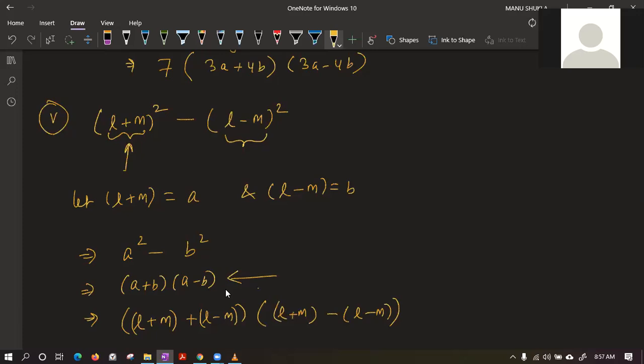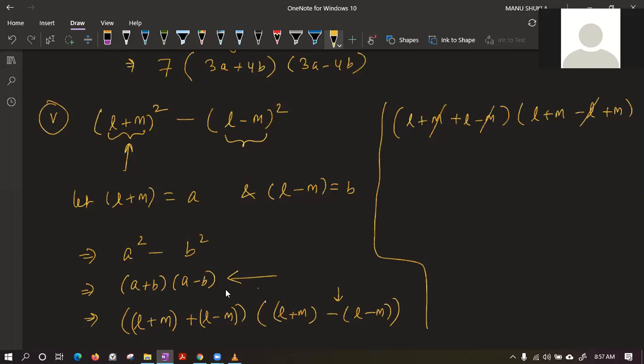Now further open it. What will you get? You will get L plus M plus L minus M into L plus M. As outside we have a negative sign, so minus L plus M. Class, see, this M will cancel, this L will cancel, and the answer will be 2L into 2M. Answer is 4LM.